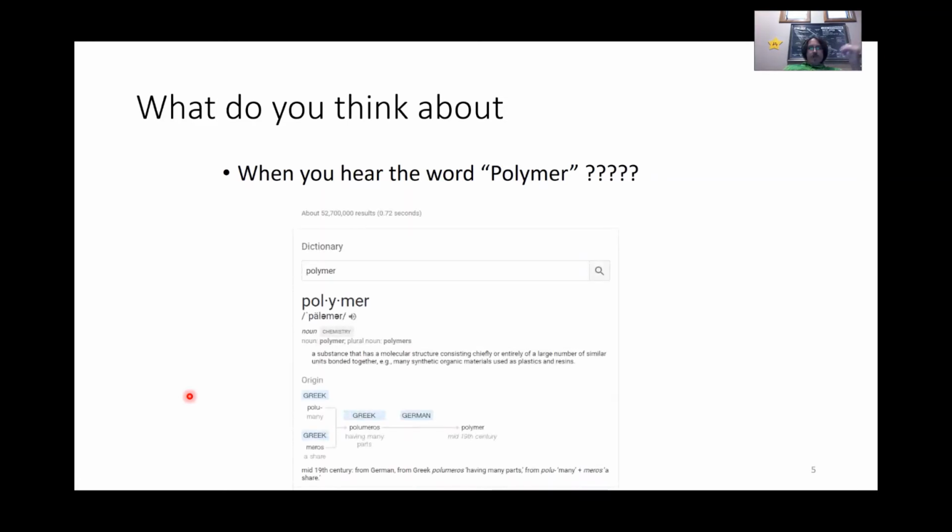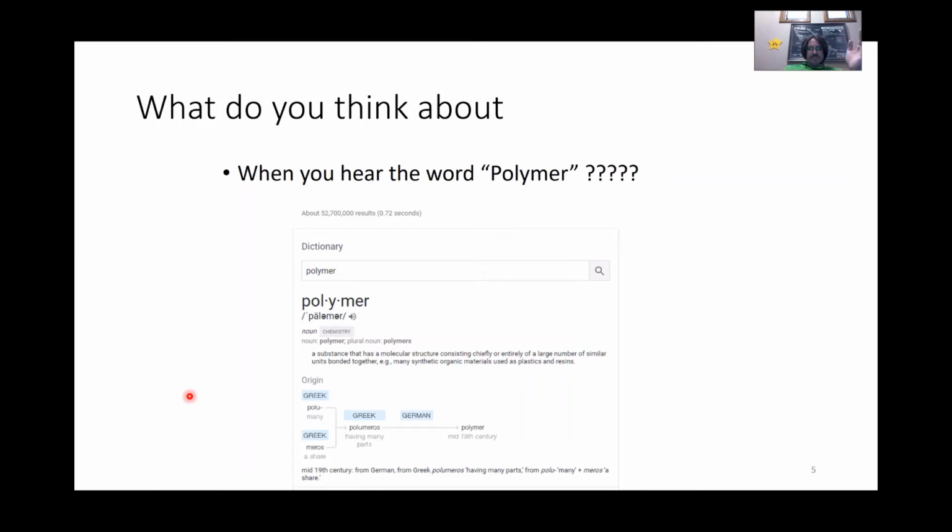If you Google polymer, and I Googled it, and it took about 0.72 seconds to come back with a response, I got a definition here, which is a substance that has a molecular structure consisting chiefly or entirely of a large number of similar units bonded together. For example, many synthetic organic materials used as plastics and resins. Now, I don't necessarily like this definition.